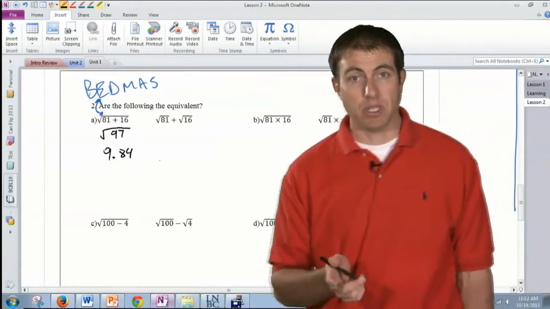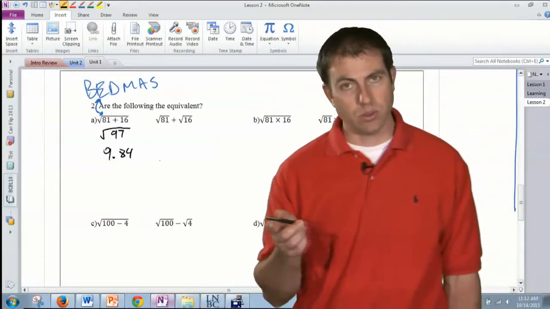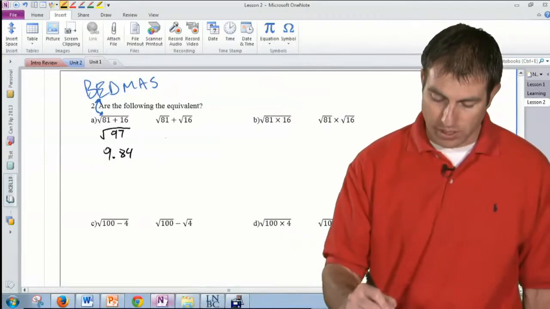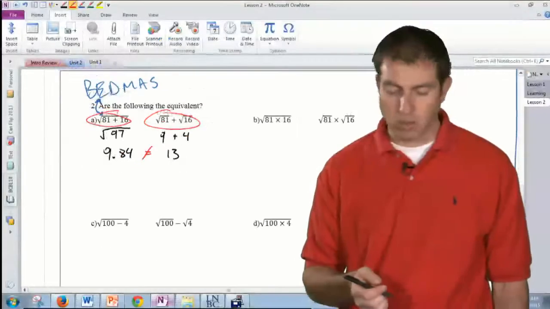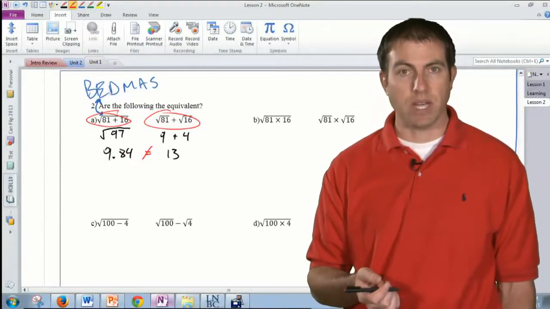Now if we do them separately, if we add the square root of 81 to the square root of 16, we know the square root of 81 is 9, and the square root of 16 is 4. 9 plus 4 is 13. So are these two things equal? No, they are not equal to one another. So if I see that I'm adding radicals either underneath or on the outside, even though they're the exact same numbers, mathematically speaking, if we're following our order of operations, we're not going to end up with the same value.